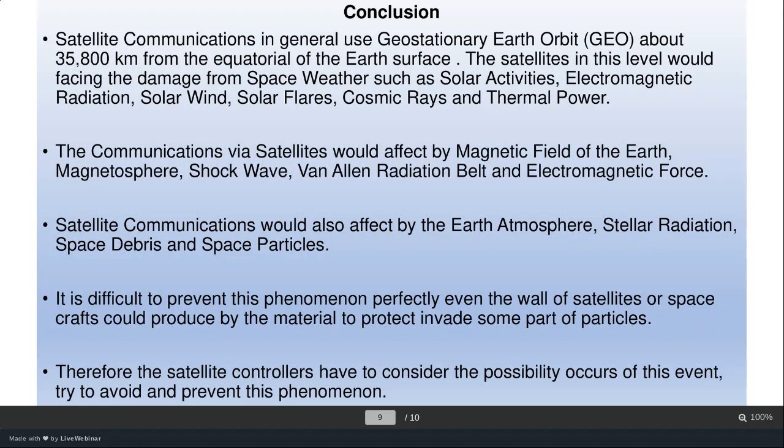Communication via satellite is affected by the Earth's magnetic field, magnetosphere, shock wave, radiation belt, and electromagnetic force. Satellite communication is also affected by the Earth's atmosphere, stellar radiation, space debris, and space particles. It is difficult to prevent these phenomena perfectly. Even the wall of satellites or spacecraft, made of protective material, can only evade some of the particles. Therefore, satellite controllers have to consider the possibility of these events, and try to avoid and prevent them.